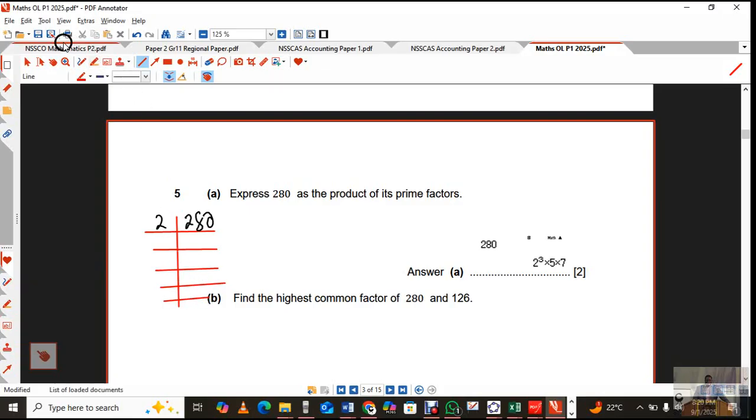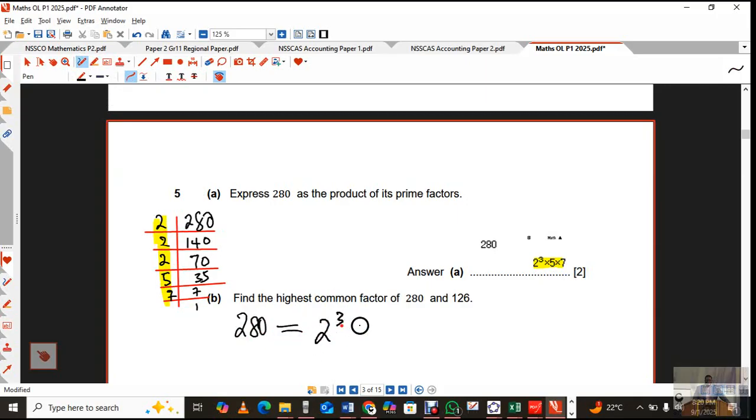Now it doesn't matter. Half of that is 140, half of that is 70, half of that is 35. Next prime number is 5, goes there 7 times, and then 7 goes there. So these numbers on this side are actually what is written over here. Let me just write them in index form. Highest common factor, so we know 280 is equal to 2 cubed times 5 times 7.